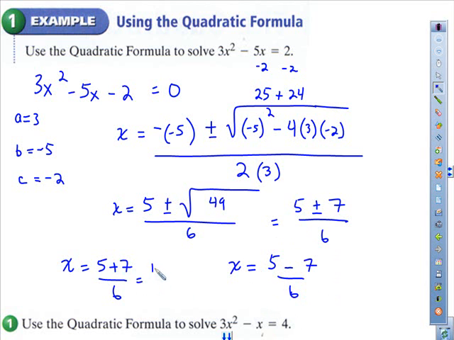So this is going to give us 12 over 6, which equals 2. That's one answer. And the other one is going to be negative 2 over 6, which reduces to negative 1/3. So these are our solutions right here.